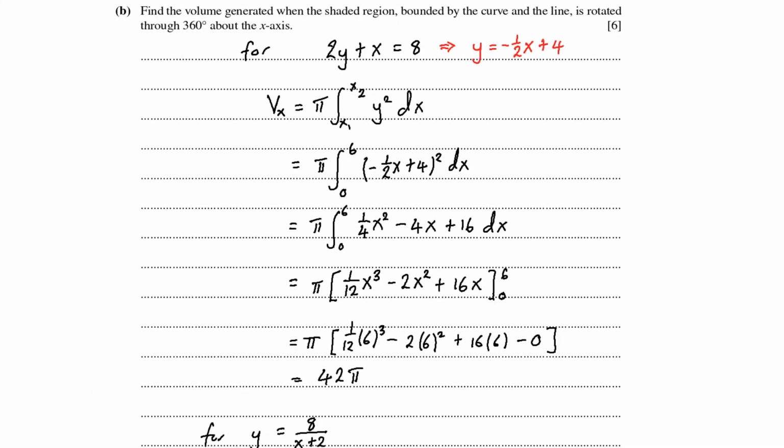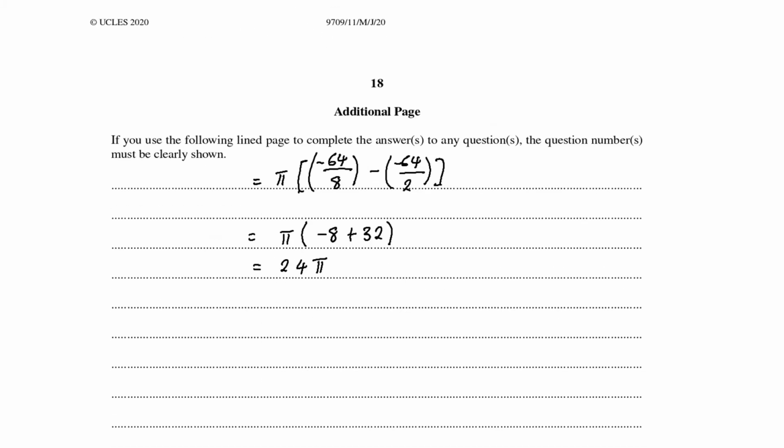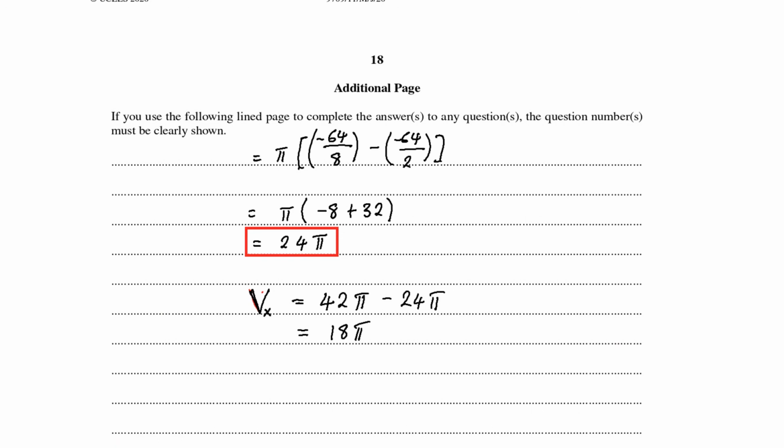So to get our answer, we take the volume generated by the line, which we got to be 42 pi, and the volume generated by the curve, which we got to be 24 pi, and we subtract them. The volume is going to come out as 42 pi minus 24 pi, and this gives us 18 pi. And that's the solution for the volume generated by the shaded area. So that's how we do it.